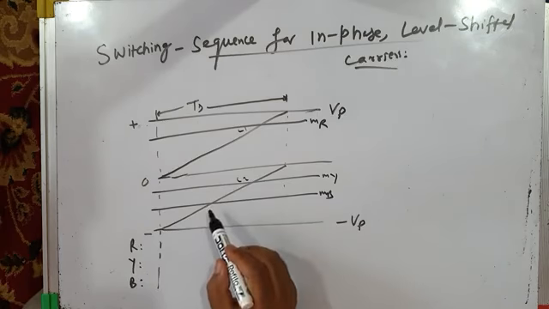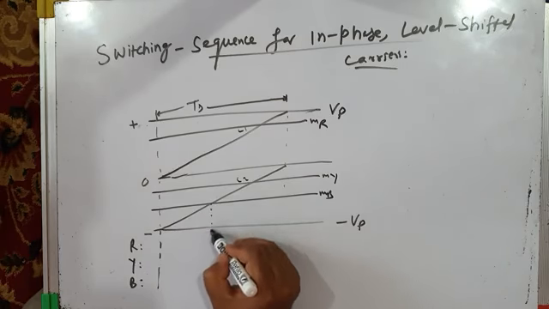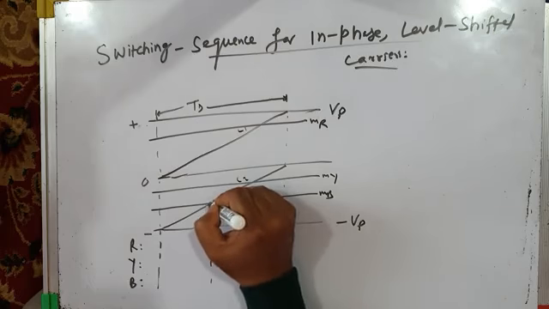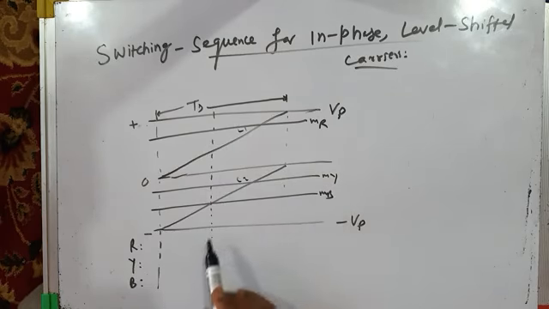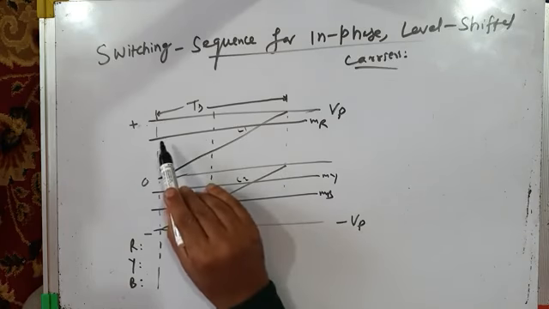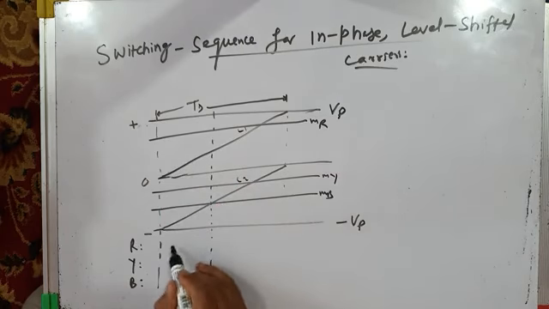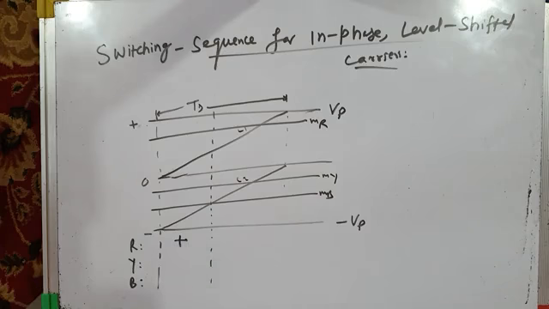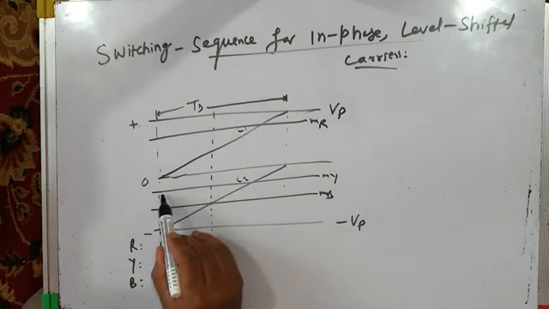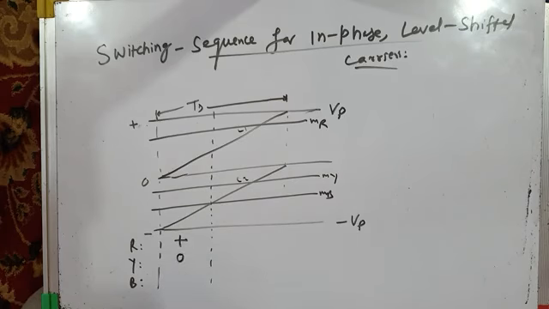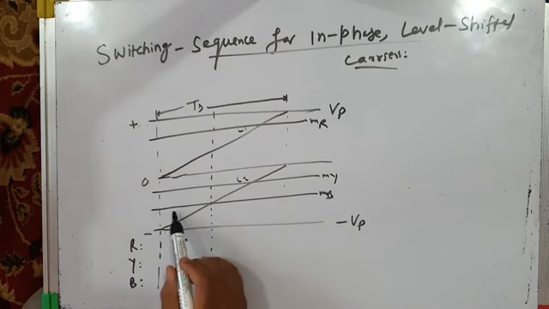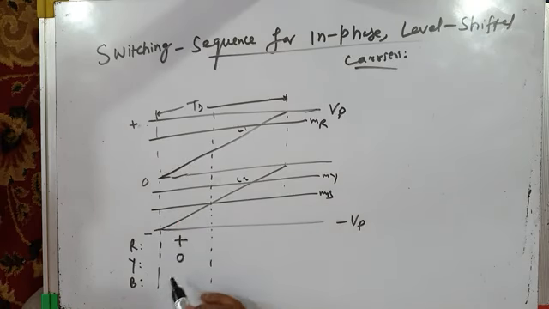पहला intersection यहाँ पे है. This is the first intersection between carrier and this modulating waves. Carrier intersects with MB. Now you can see during this interval, MR is greater than both the carriers, so R has plus status. What about MY? MY is greater than carrier 2, but it is less than carrier 1, so it has a status of 0. What about MB? MB is also greater than carrier 2, but less than carrier 1, 0.